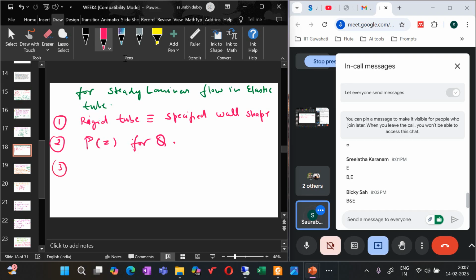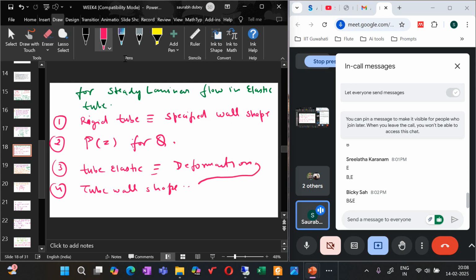And then third is, you have to now consider the tube to be elastic and calculate deformation. So you have to consider the tube elastic and calculate deformation, right? And once you calculated that, you have to solve for the tube shape. So now you know the deformation, you can determine the tube wall shape, right? This tube wall shape is determined based on this third step, right?